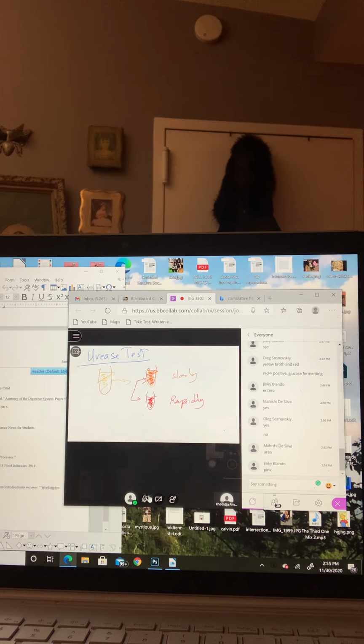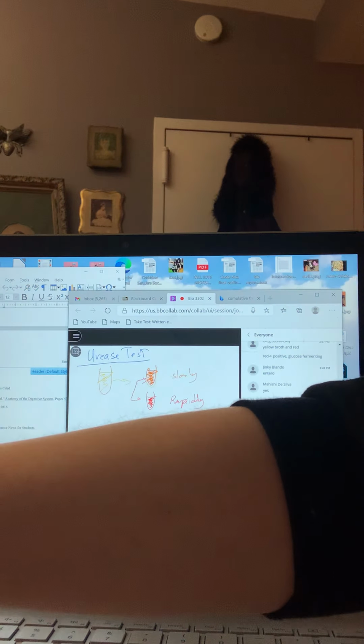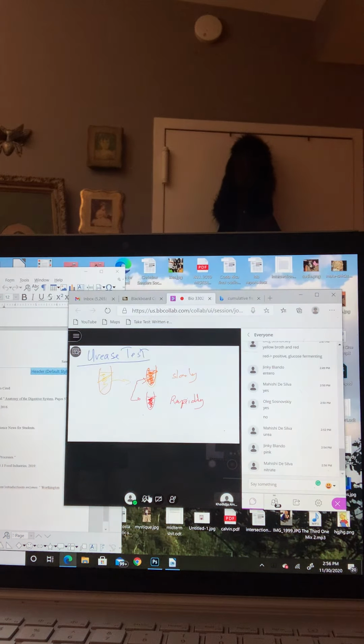So we talk about the urease. What next, please? The other tests we didn't talk about are the catalase and the oxidase. It's an important test. Any test we missed? Yes, we did not talk about the nitrate. So before we talk about the catalase and the oxidase, we talk about the nitrate.